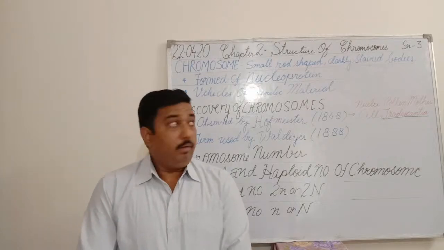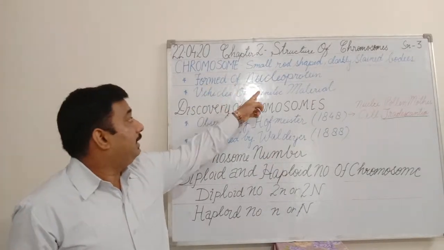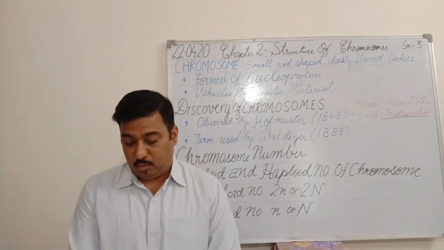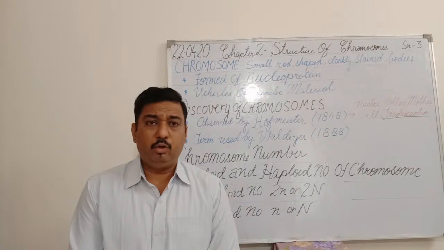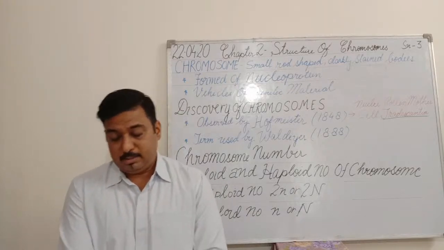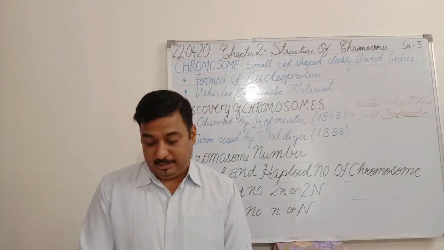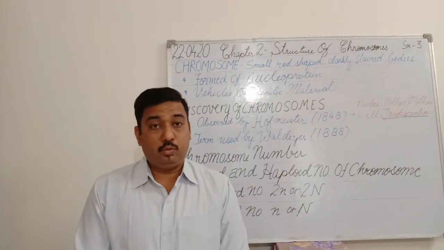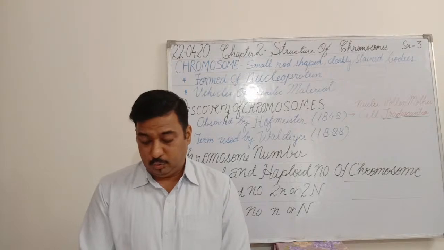Chromosomes are formed of nucleoproteins. What are the things of which these chromosomes are formed? So chromosomes are formed of nucleoprotein. What is this nucleoprotein? Nucleoprotein means nucleic acid, which is DNA, and basic protein, which is in the form of histones. These basic proteins are histones.